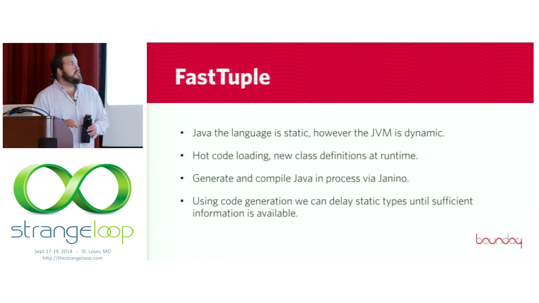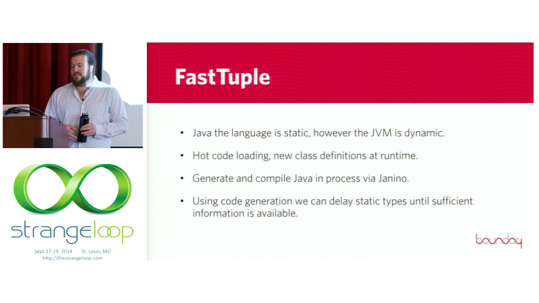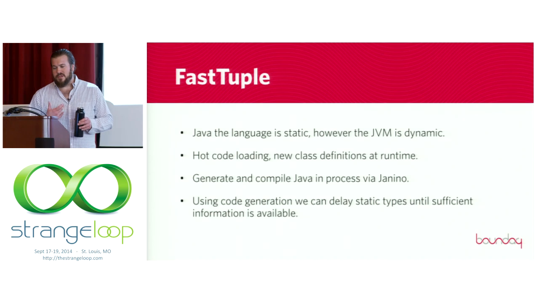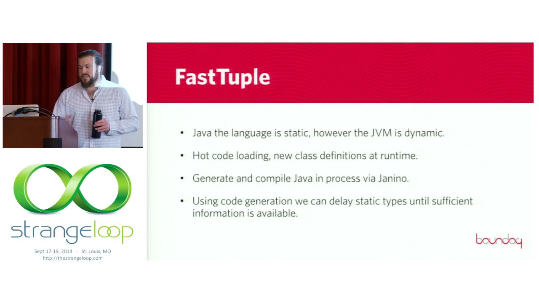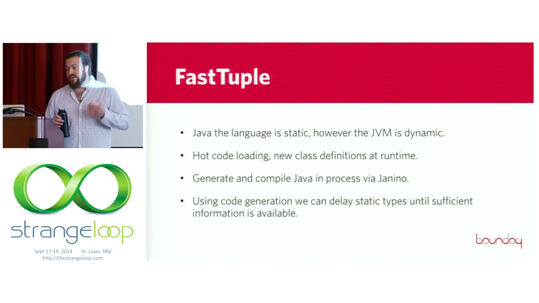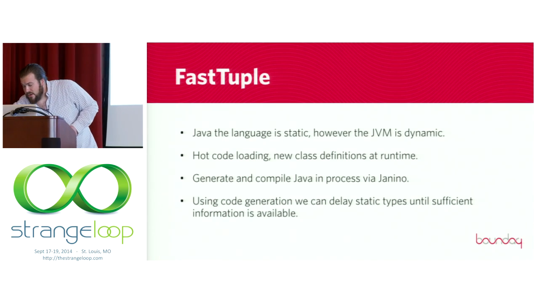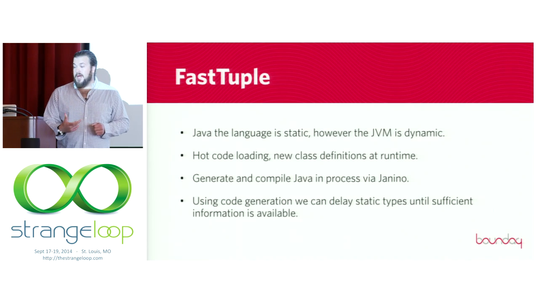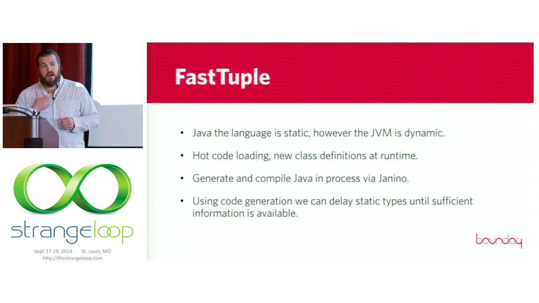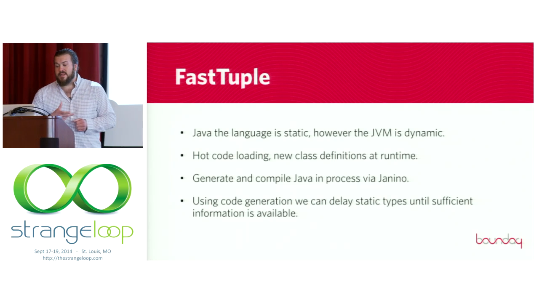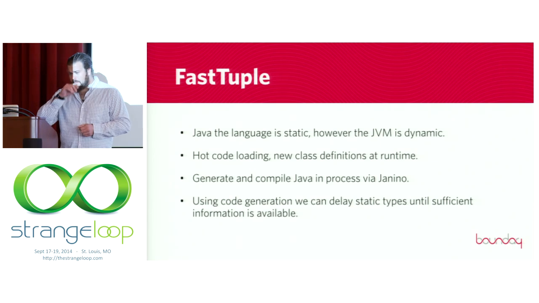So Java is a statically typed language, but the JVM is extremely dynamic, and it's this weird sort of dichotomy where there's all this dynamic stuff under the hood that is kind of hidden from you, unless you know the escape hatches to get to. Because it has hot code loading, you can load new code at runtime, and the cool thing is that what FastTuple does is it has a code generator. It compiles schemas into Java code via a project called Janino.